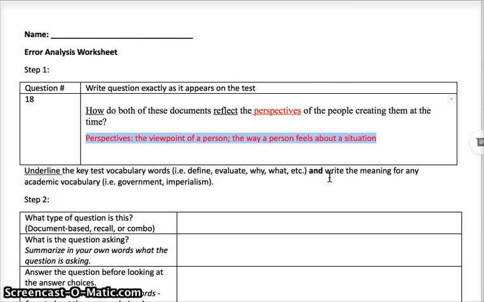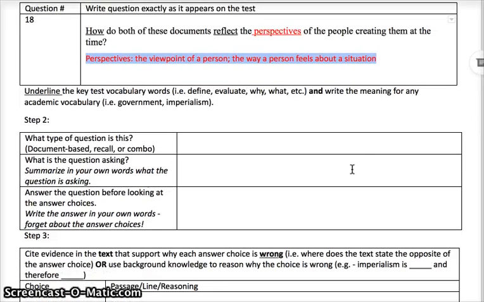Then step 2, you are going to actually determine which type of question it is. You just went over the difference between document-based questions, recall questions, and combo questions. This is one of those questions that would qualify as a combination question because not only do you have to be able to read and understand the document, but it helps to understand a little bit about what was going on in the time period. So I'm going to write in this box combo because you have to know how to read the document and a little bit about the time period.